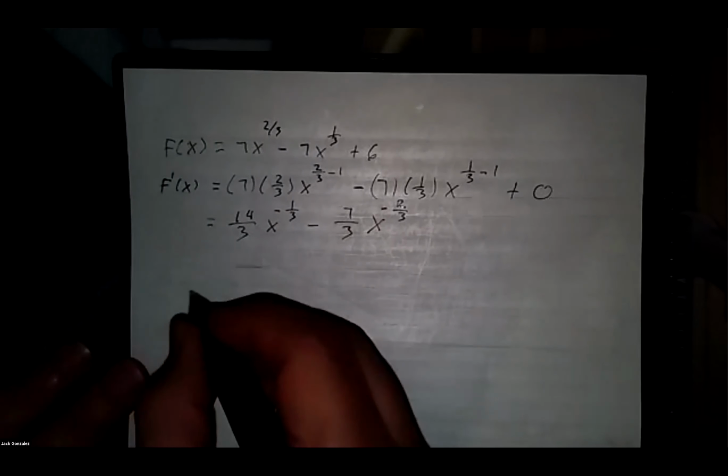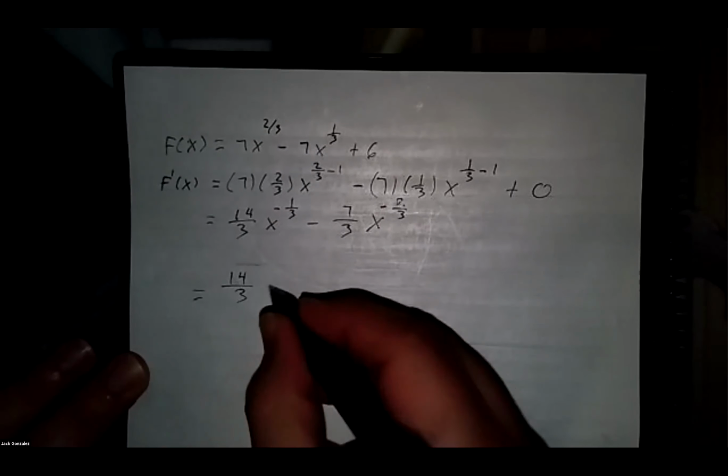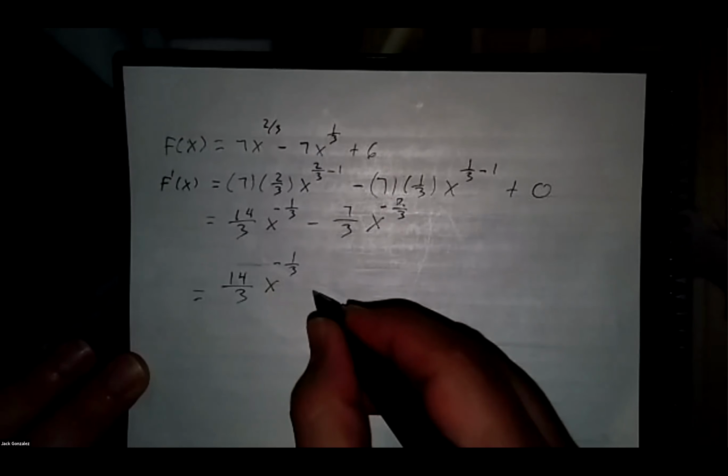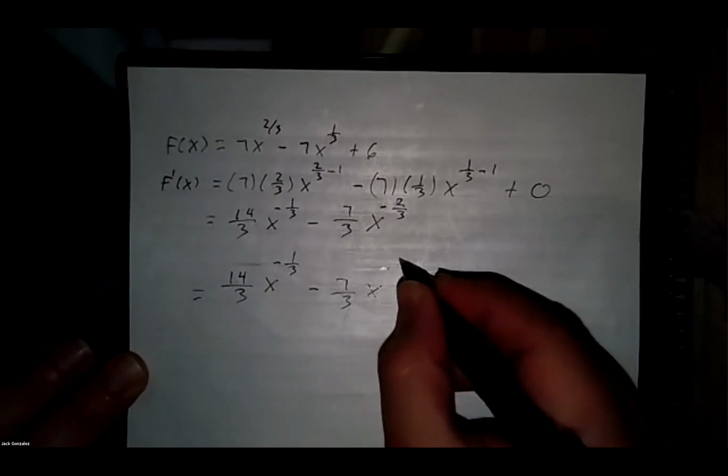Let me write it a little prettier then, because I can't read that. 14/3 times x to the negative 1/3 minus 7/3 times x to the negative 2/3. There you go.